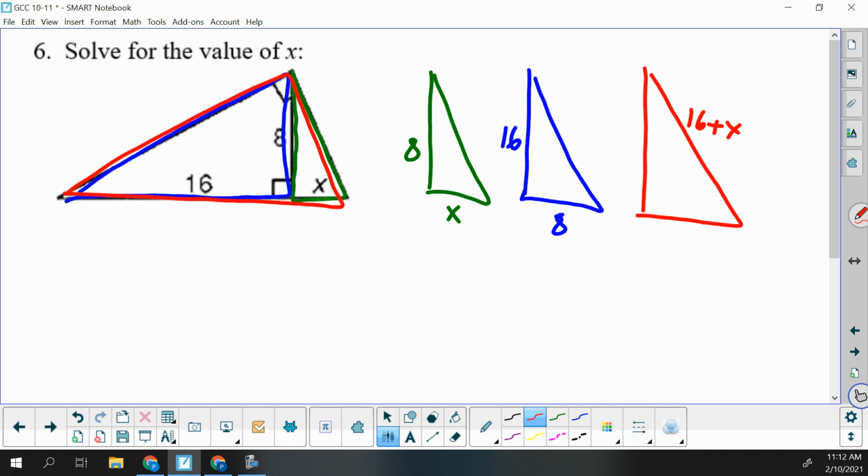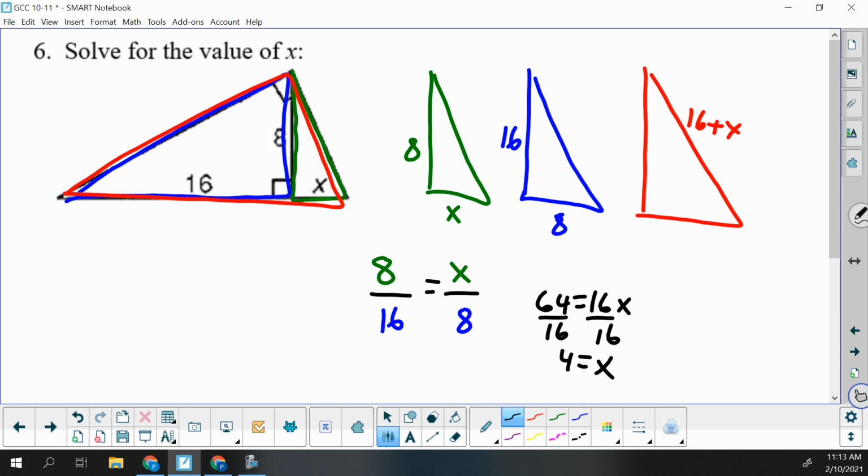So it looks like in order to find x, we would want to work with the green and the blue. The 8 in the green over the 16 in the blue should be equal to the x in the green over the 8 in the blue. Cross multiply, we'll get 64 equals 16x. Divide both sides by 16, and we'll get 4 for x.